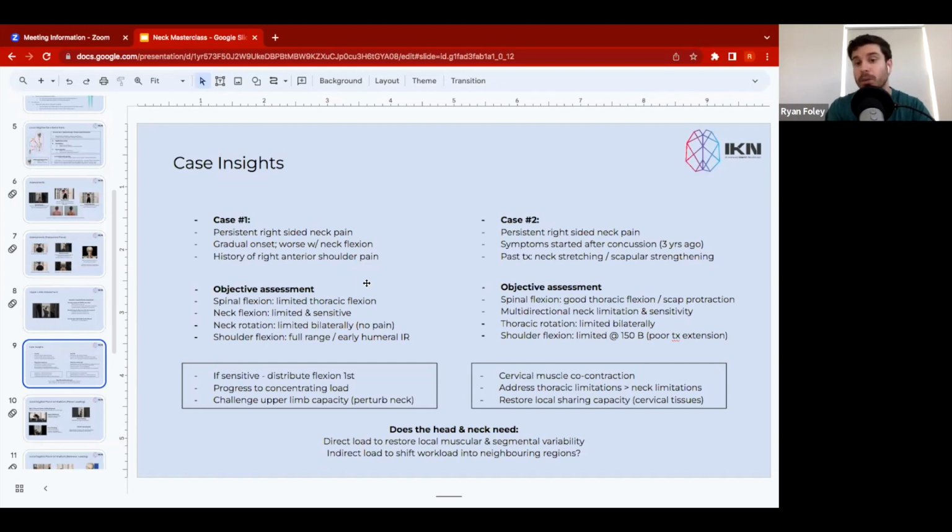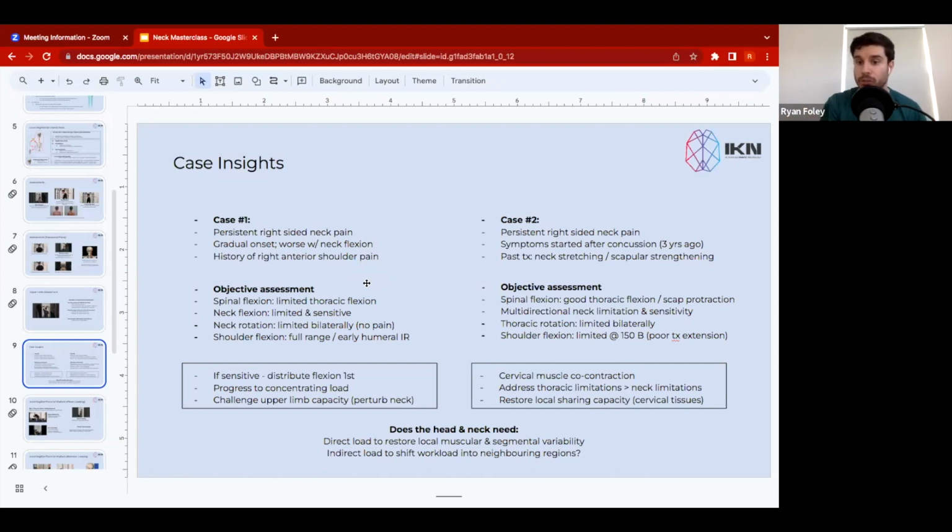Case number 2, we have a client with persistent right-sided neck pain, but she had a concussion 3 years ago when her symptoms started. Okay, so this is a different situation where there was direct trauma to the head and neck. So again, we need to consider what happened in the past, what the prior treatment comprised of, but we need to consider here that maybe we need to do a lot more direct work around the head and neck and restore some local variability to the head and neck, to the thoracic spine, to the rib cage where those cervical tissues connect with. Okay.